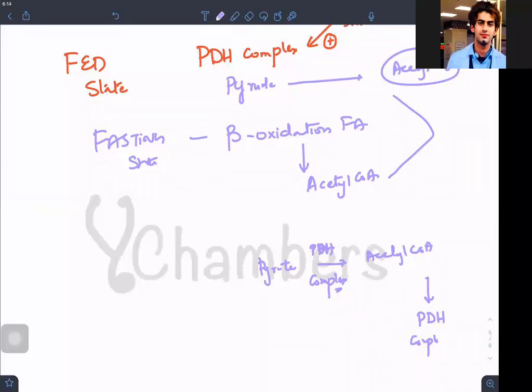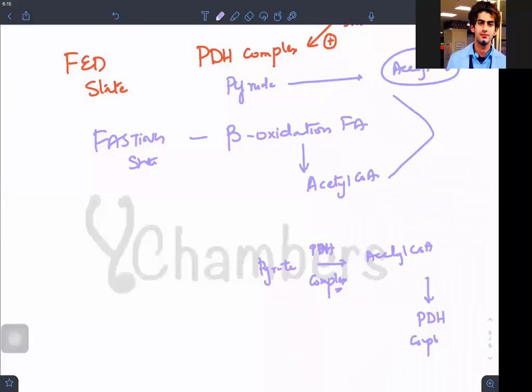So this is the concept. Are you able to understand how things are linked? You should think first. Don't rote learn it. It's easy. Fed state, common sense: start making fats. Fasting state, common sense: start breaking fats. Making fats, acetyl CoA. Breaking fats, acetyl CoA. Is this clear?